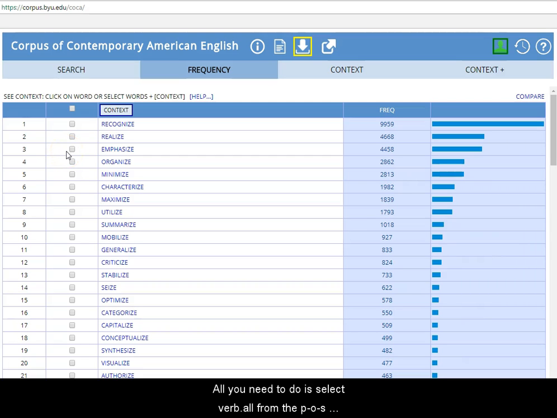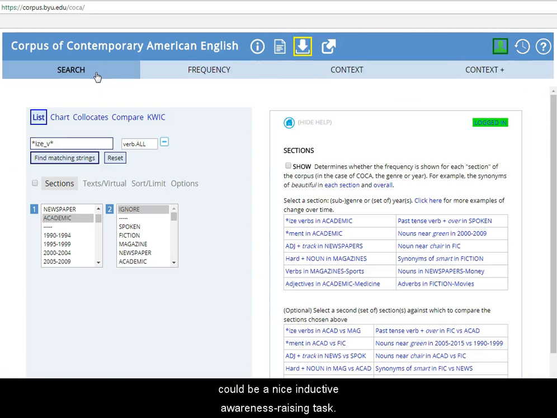All you need to do is select verb.all from the POS or part of speech drop-down menu and search. This should eliminate most instances of words ending in IZE that are not verbs. Deciding whether the priori is a prefix or IZE is a suffix could be a nice inductive awareness raising task.